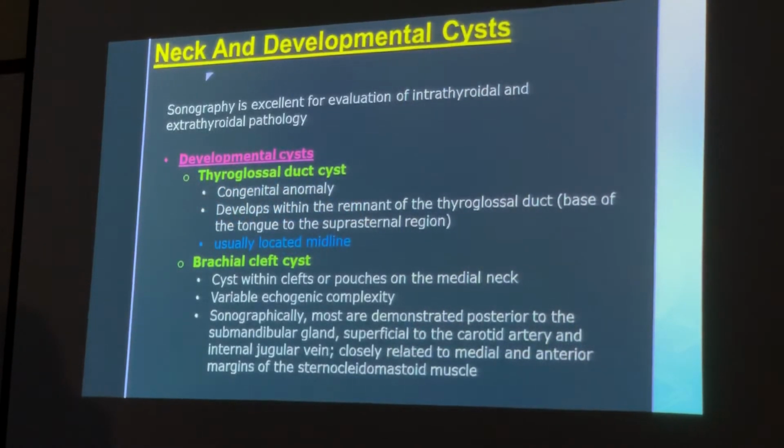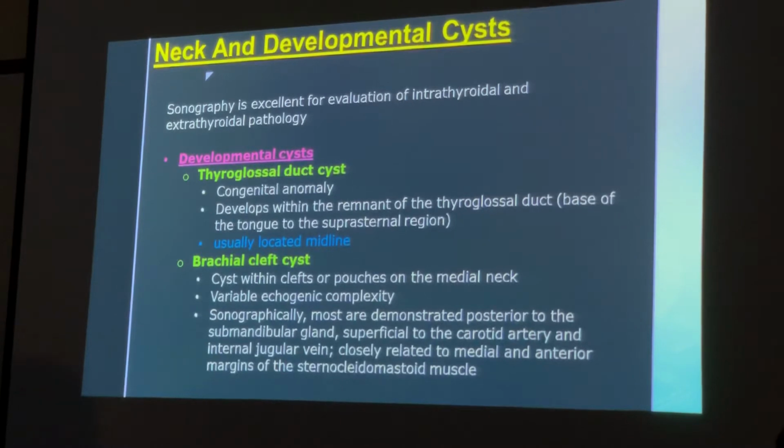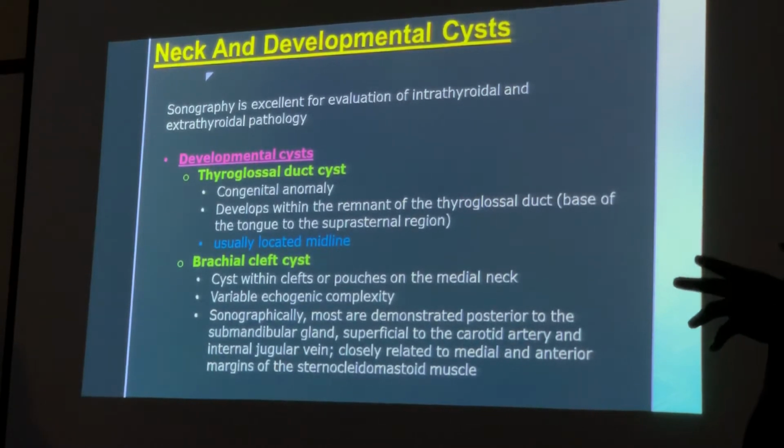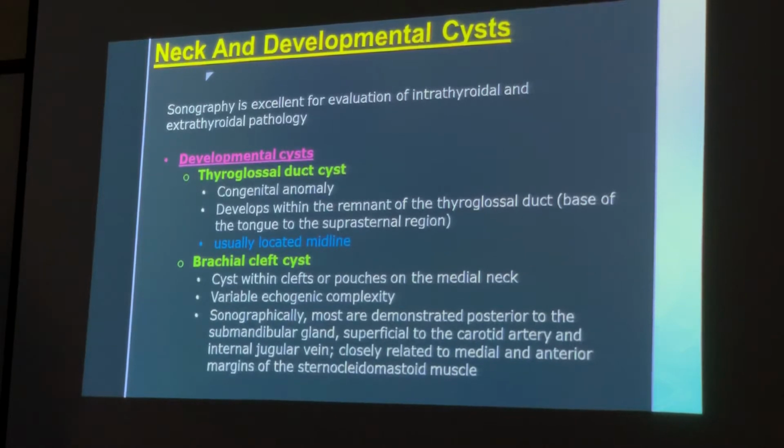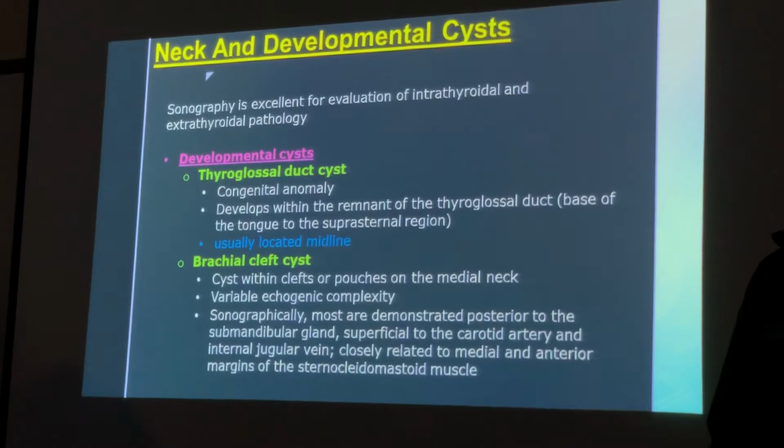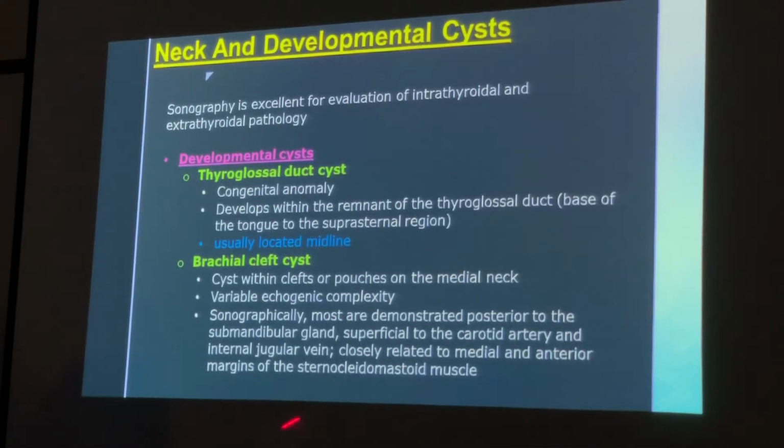Okay. So sonography is excellent for evaluation of intrathyroidal and extrathyroidal pathology. These right here are neck cysts, neck pathologies. These are extrathyroidal, meaning they're outside of the thyroid tissue themselves. Okay? So we have our developmental cysts, thyroglossal duct cyst, which is going to be that midline cyst that occurs when the thyroglossal duct doesn't solidify. When it doesn't solidify, it can turn into a cyst superior to the thyroid itself, right along the thyroid cartilage. All right, usually located midline.